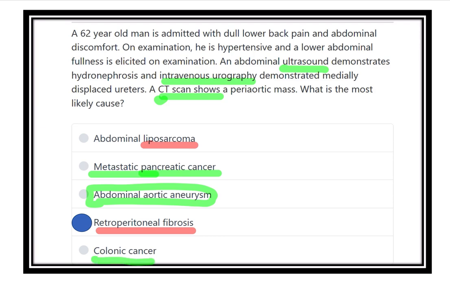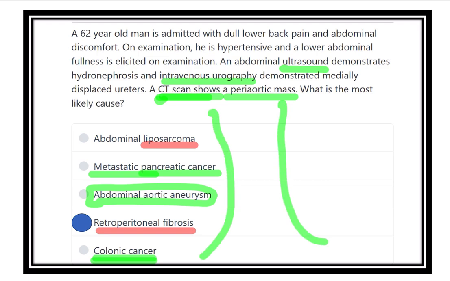And colonic cancer is also not true, but for colonic cancer we also need the help of CT scan and the histopathological report. Here the CT scan shows a peri-aortic mass, but the colon is usually not present in this area. So the answer is retroperitoneal fibrosis. This fibrosis occurs on the side of the aorta, that means it is centrally placed. Most retroperitoneal tumors occur laterally, but here it is medial.